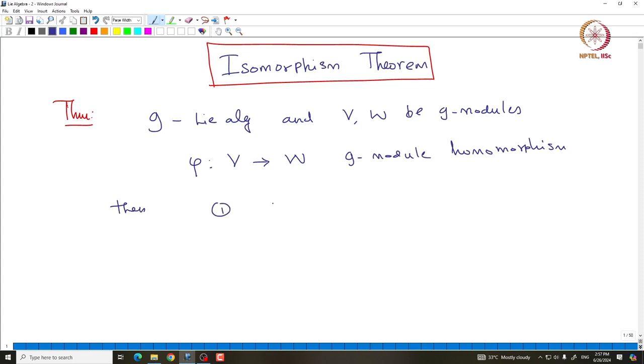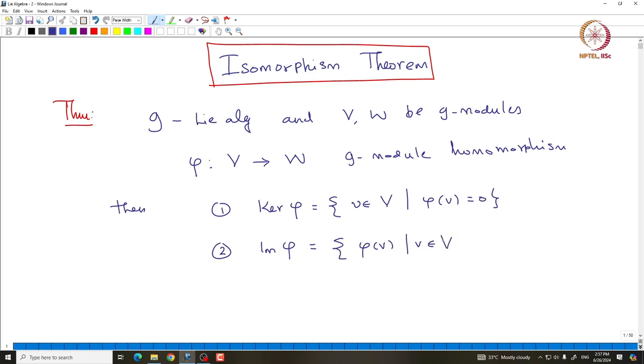So then we can actually define what is called the kernel, which is naturally defined to be the kernel of this linear map. These are those vectors in capital V which are mapped to 0 under this morphism phi. The second thing is the image, which is defined to be the set of all vectors phi of v, where v comes from capital V. So the kernel will become a G module, and indeed it is a G submodule of capital V, and this image is a G submodule of capital W.